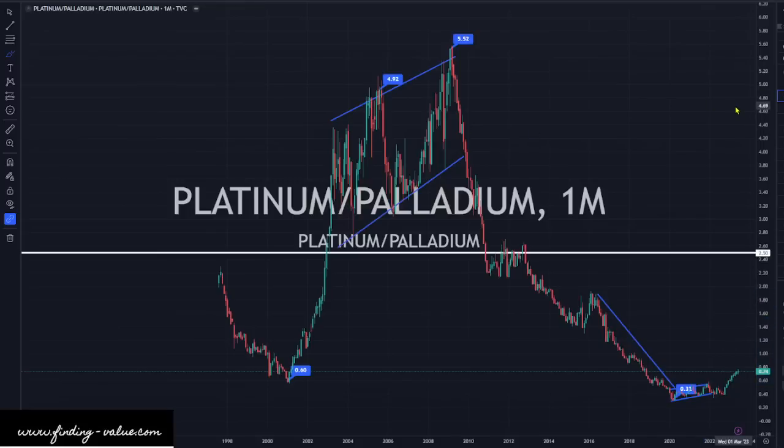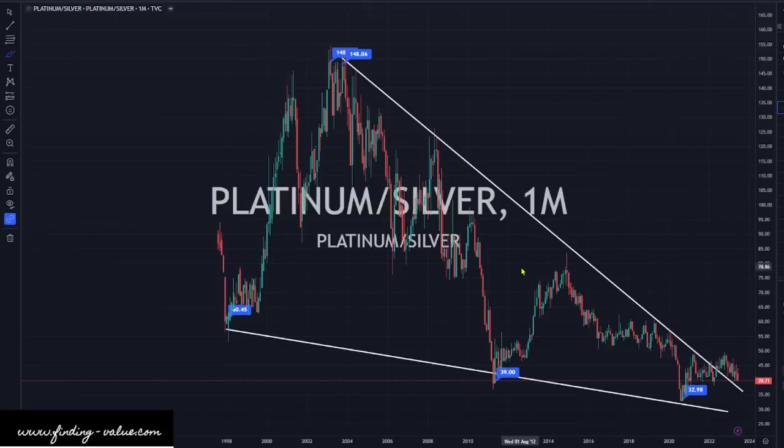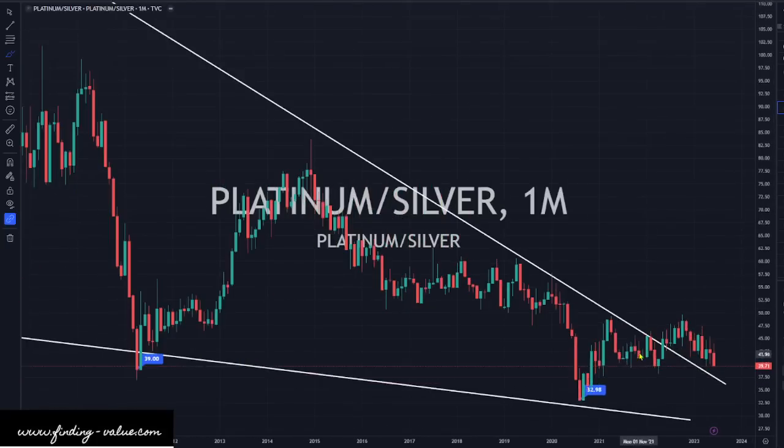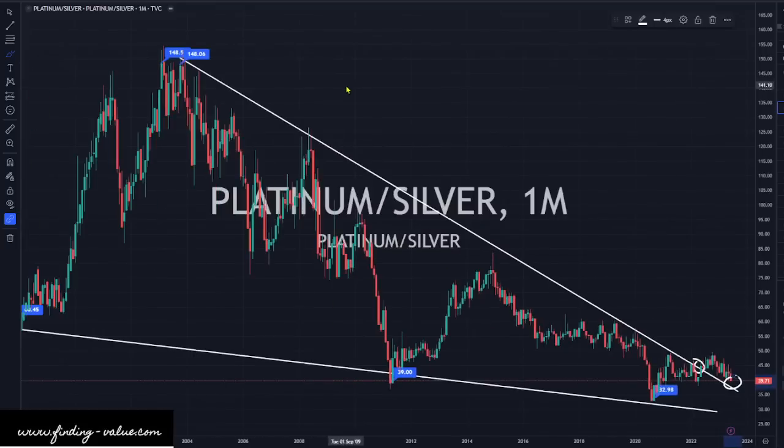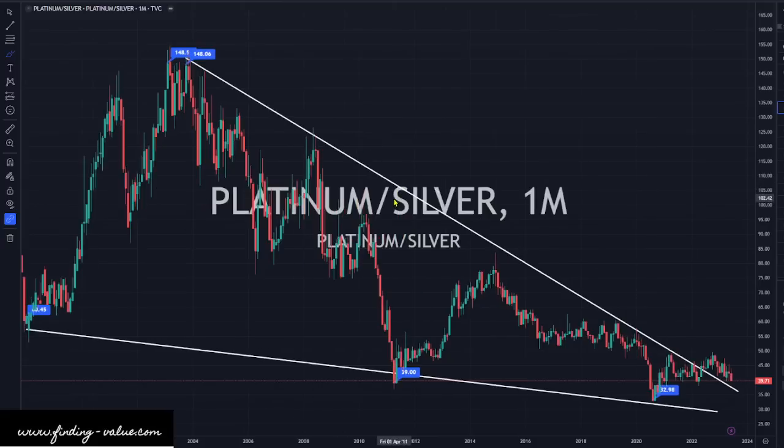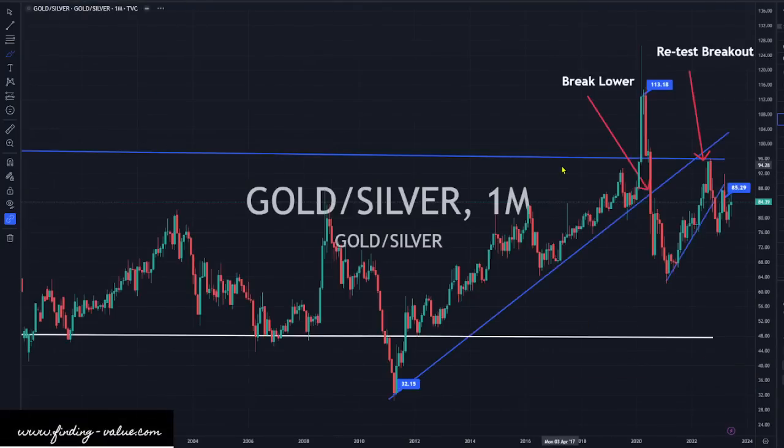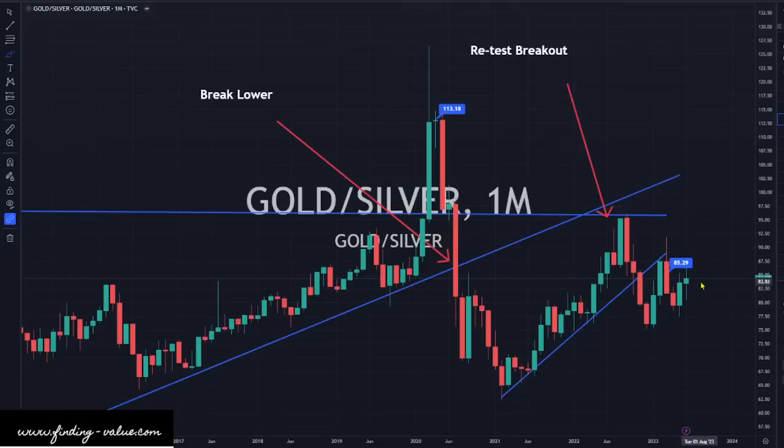Platinum will. So platinum's cheap against palladium, and then platinum's also cheap against silver. We've broken out here, and we're doing a little retest here. And now it's just a matter, I think, of being patient and waiting for platinum to outperform all of the other precious metals. Gold versus silver. Silver is cheap versus gold. We're at a ratio of 84.4. And I think this is going to work its way lower when the commodity bull market goes into wave three.